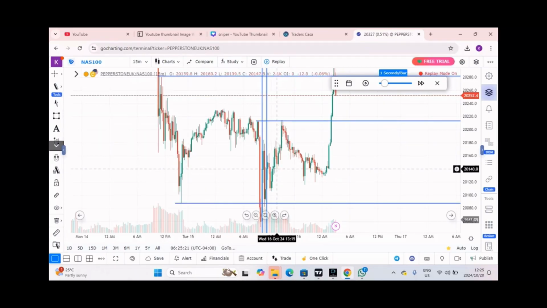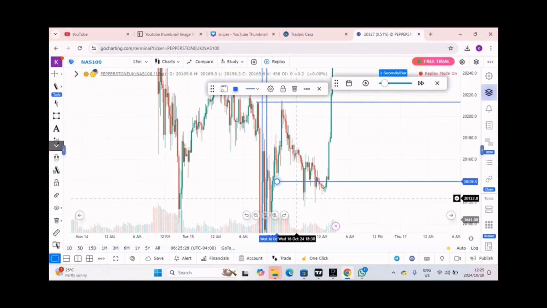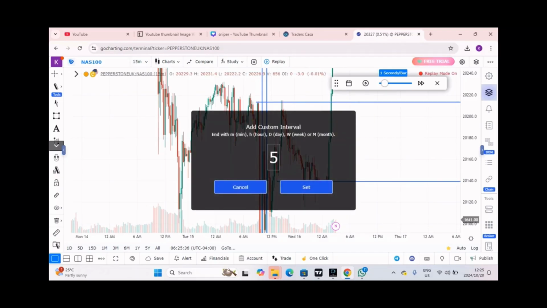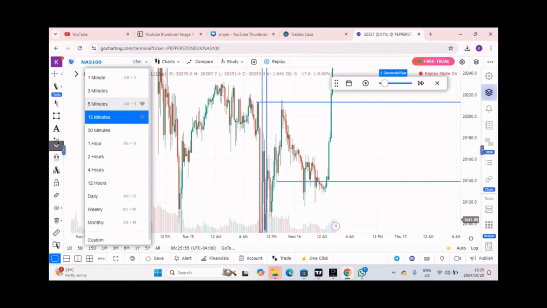You can see since it took out this high, this was basically a manipulation movement. So since the manipulation movement happened, by the time it closes inside of that point, you can just use maybe like a 5 minute. Sorry, how do you delete this? Okay, let's just use this interval and use the 5 minutes.